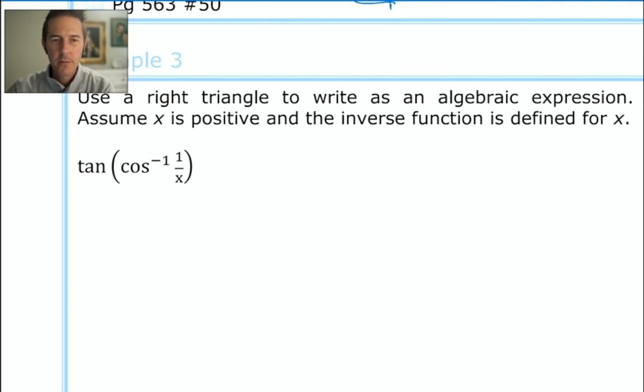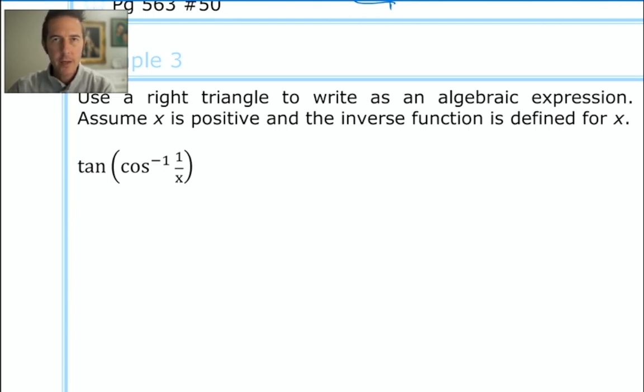And let's talk about the domain of the inverse cosine function. Domain of the inverse cosine function is the range of the regular cosine function, which goes from -1 to +1. And we're good there because this problem tells us to assume that x is positive and the inverse function is defined for the x variable, and then 1 over x. We're going to assume that it works and that 1 over x is in the domain of the inverse cosine function.